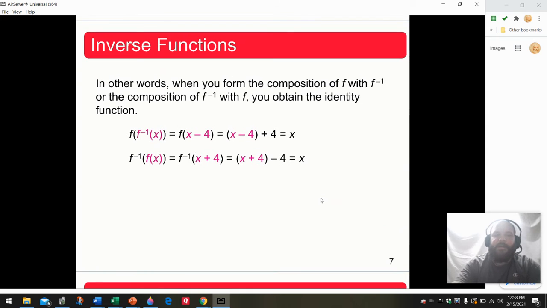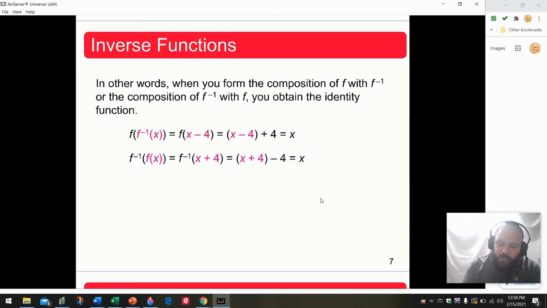Now, another important thing to understand about what a function and its inverse, how they operate together, is if you compose them together, meaning you take one of the functions and put it into the other function, you will end up with the identity function. And that identity function is simply x.